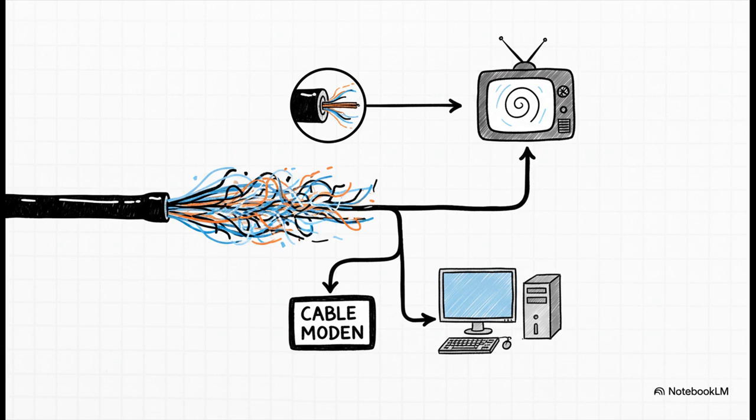Okay, let's move on to our next highway, cable. This works on a really similar principle, but instead of using phone lines, it uses the coaxial cables that were originally put in for your TV. And because those cables were built to handle high bandwidth video signals, they just have a much bigger capacity for data. That's why cable internet is often a whole lot faster than DSL.